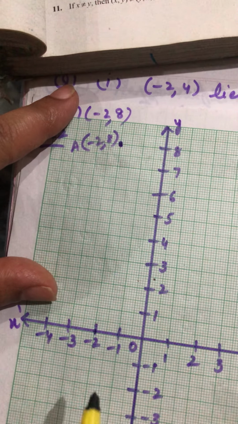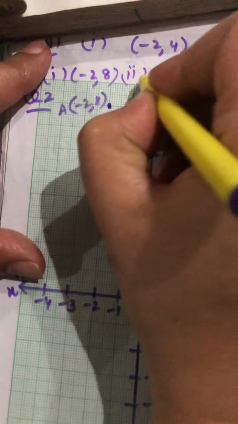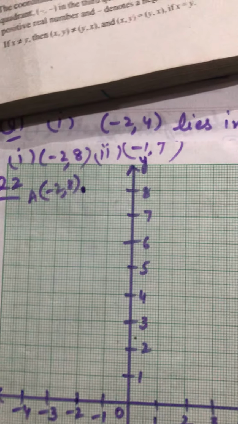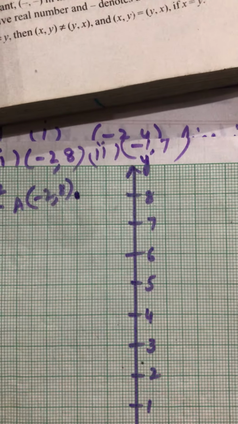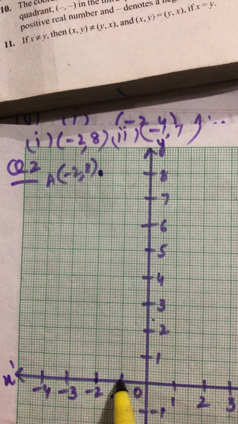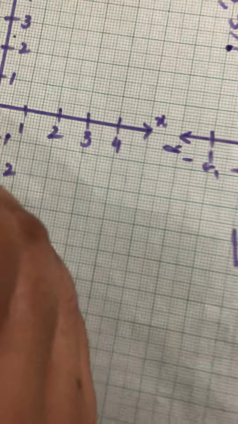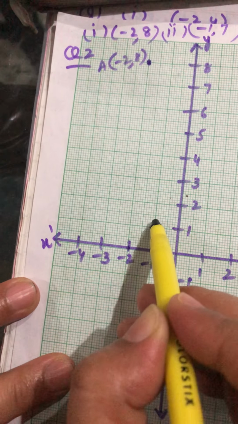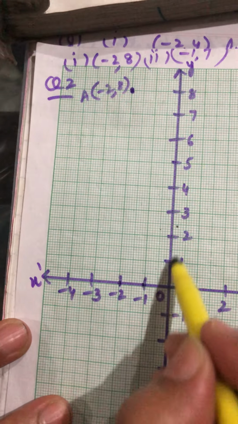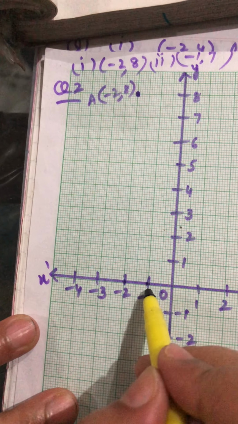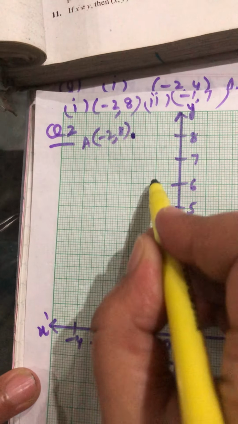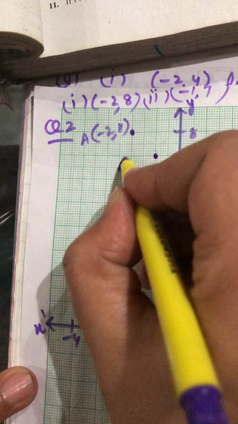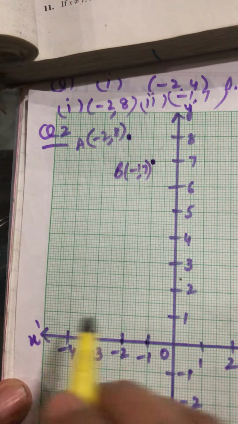Then minus 1 comma 7. Second point is minus 1 comma 7. Minus 1 comma 7 means x is minus 1 and y is 7. Since 7 is positive, we have to take positive y-axis. So from minus 1 we move upward and stop in front of 7. So here it is B, minus 1 comma 7.